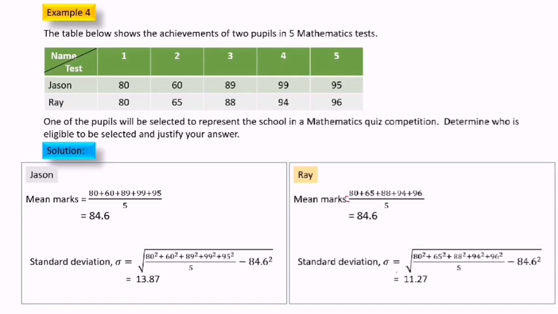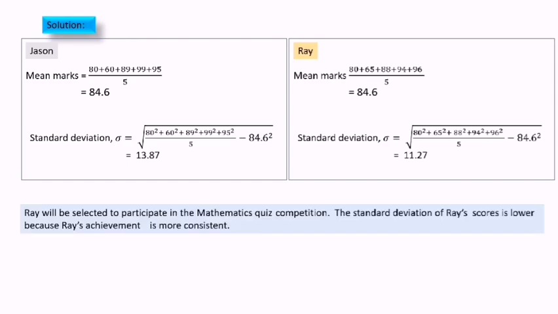Jason or Ray will be selected to participate in the mathematics quiz competition. The standard deviation of Ray's scores is lower because Ray's achievement is more consistent.